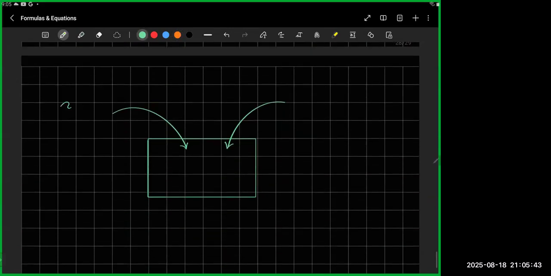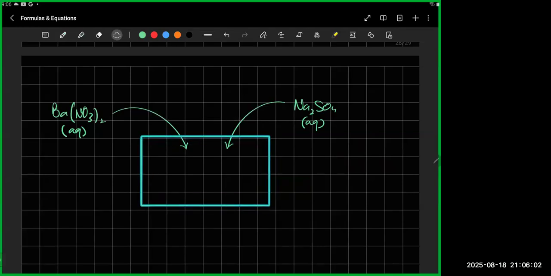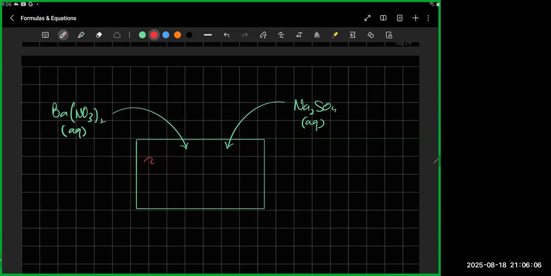So I've got barium nitrate and I've got sodium sulfate. This is soluble. All nitrates are soluble. All group 1 compounds are soluble. The 2 are going to react. So they're not actually going to react. It's called precipitation. What happens is they're not really going to react.